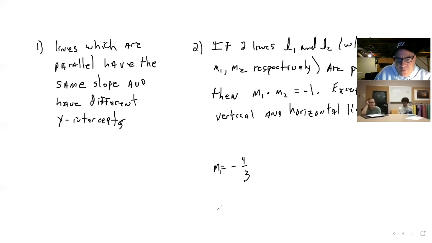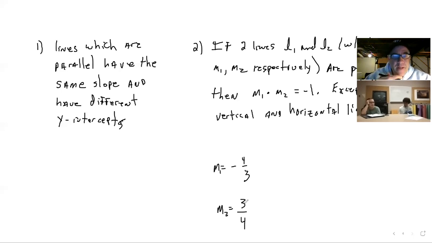So if this is the slope of the given line, then what would be the slope of the line I'm looking for, if it was perpendicular to that line? 3/4. Positive 3/4. It's just change the sign and flip it. So, all right.